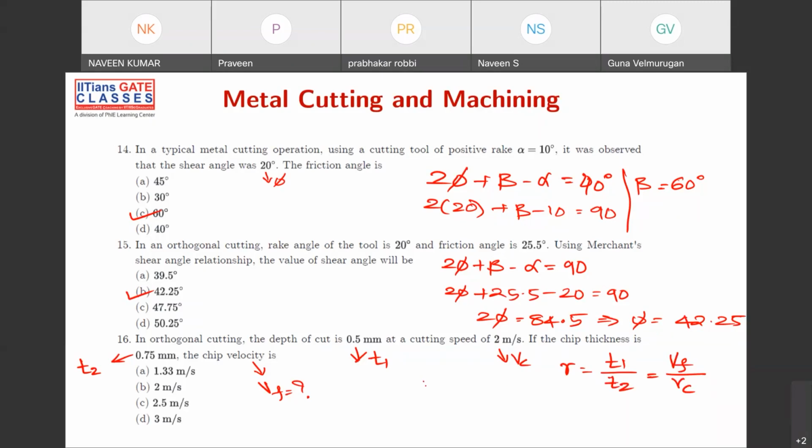So T1 by T2. What is T1? 0.5 by T2. That is 0.75. VF we have to find. VC is 2. So what is VF now? 0.5 by 0.75. Yes, you are right. What is the answer? Calculate this and tell me. It is 1 by 0.75. 0.75 we can write as 3 by 4, and so 4 by 3 is the answer. 4 by 3 is 1.33. You're right.